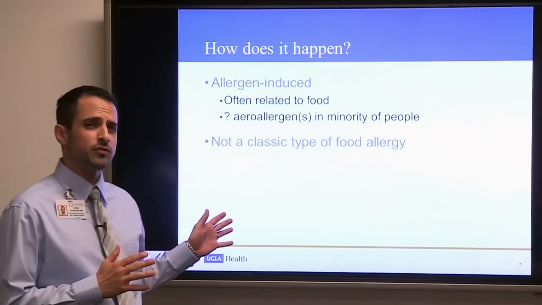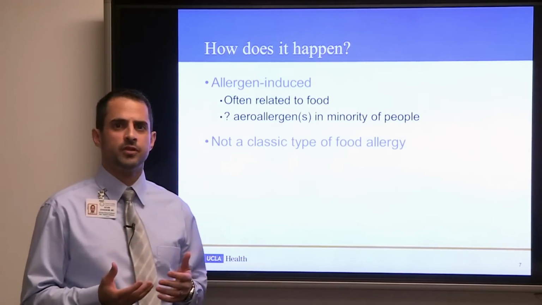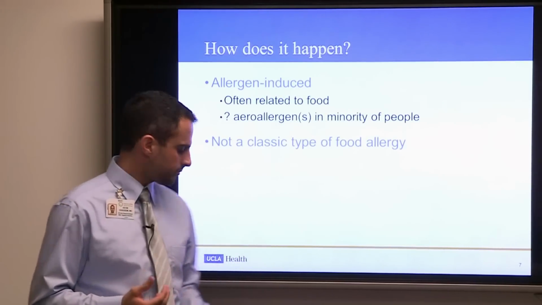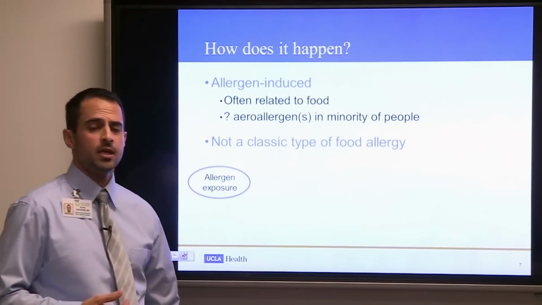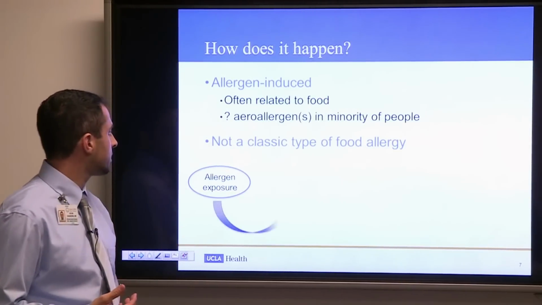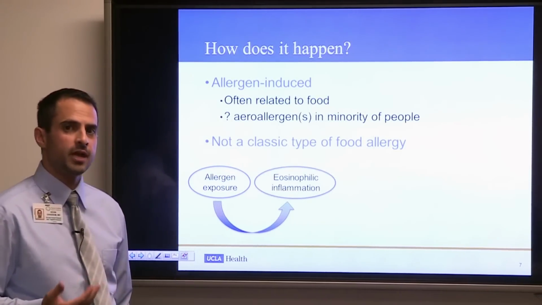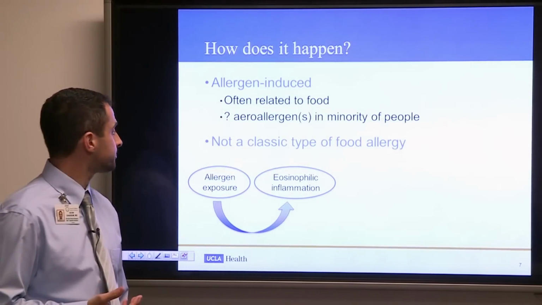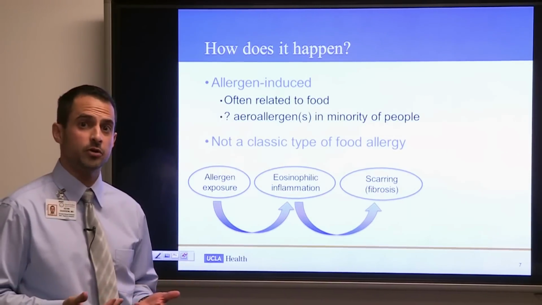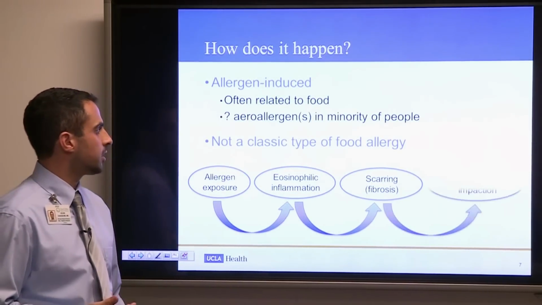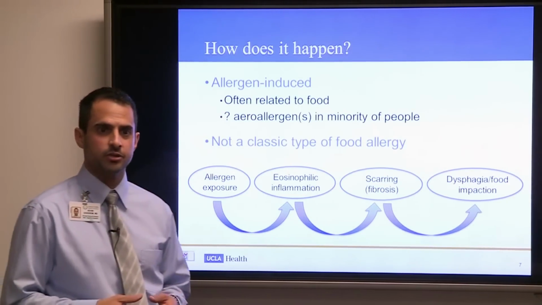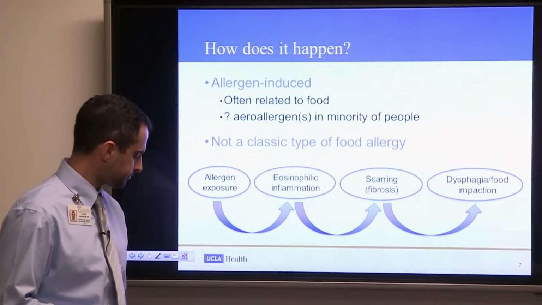This is not a typical food allergy where if you eat some food that you're allergic to, you get throat swelling or a rash or itching. What ends up happening is the allergen exposure occurs, some type of food, and that leads to inflammation of an eosinophilic type. Over time, scarring will occur. We call this fibrosis. And then finally, the result of that is that the trouble swallowing or dysphagia occurs, or a food impaction may occur.